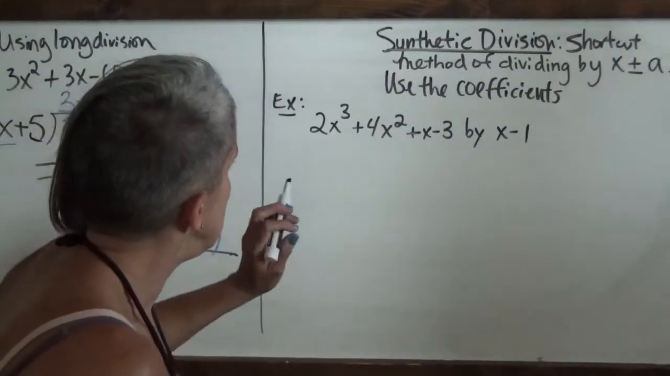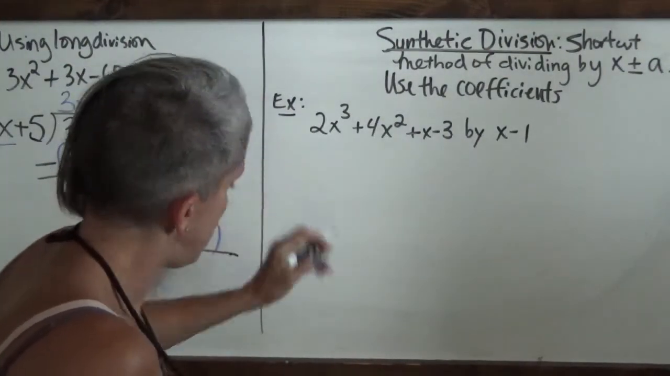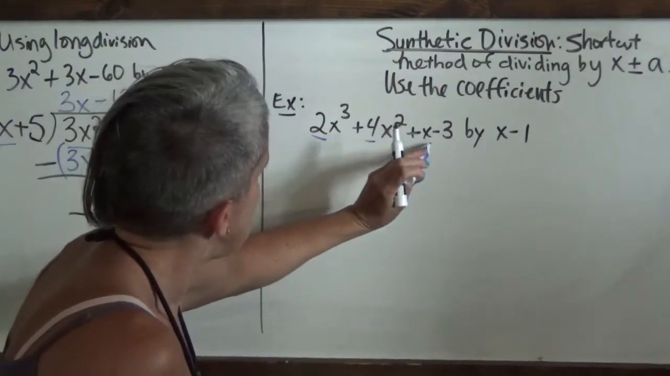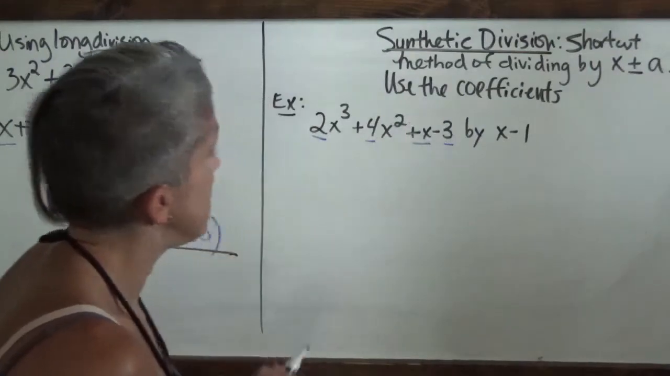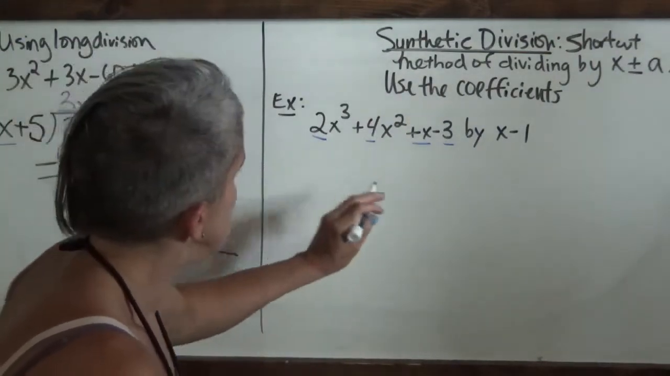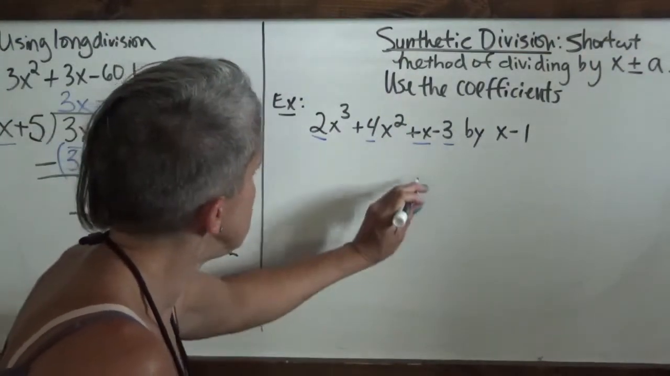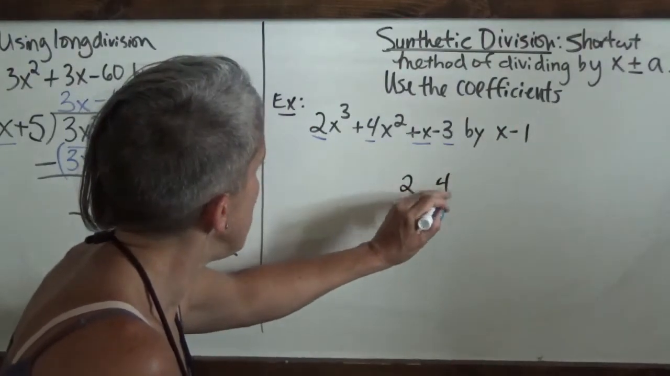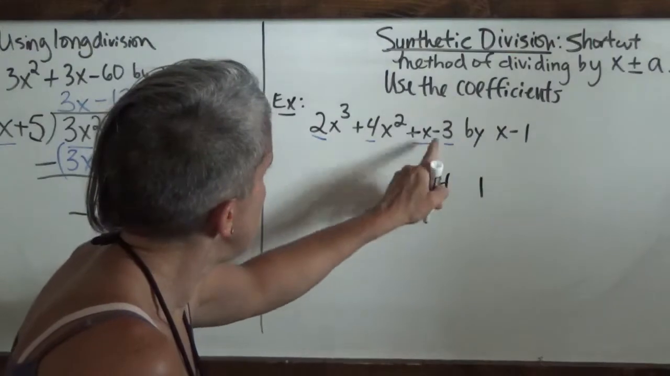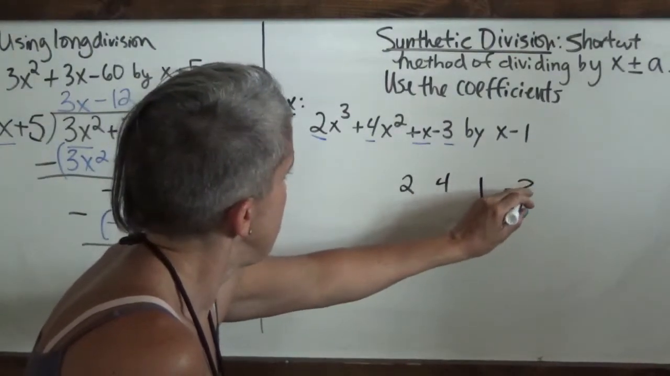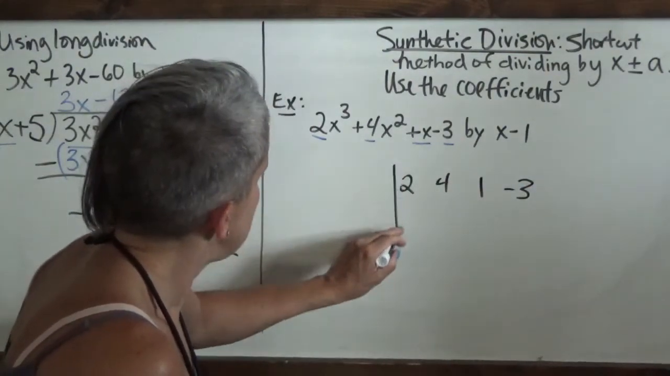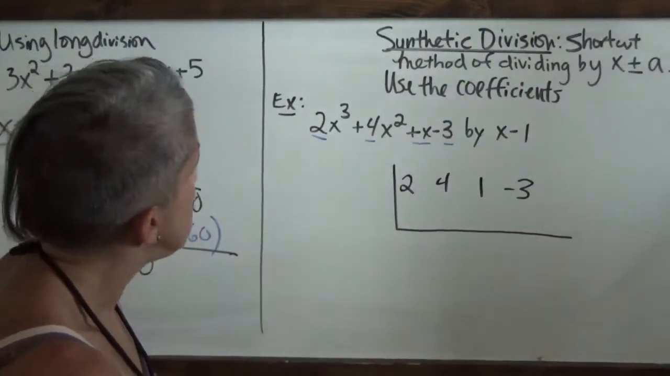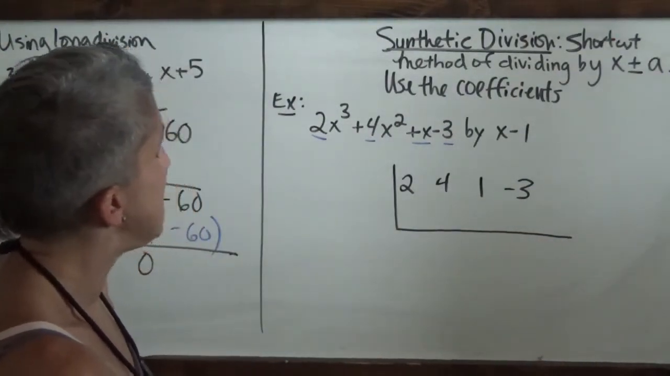So what I'd like to do is take a look at all the coefficients of my dividend. We have 2, 4, an imaginary 1, and then a negative 3. I am going to take those 4 numbers, write them down, 2, leave a little space, 4, imaginary 1, and then negative 3. I'm going to make a thing like this. And on the outside is what I am dividing by.